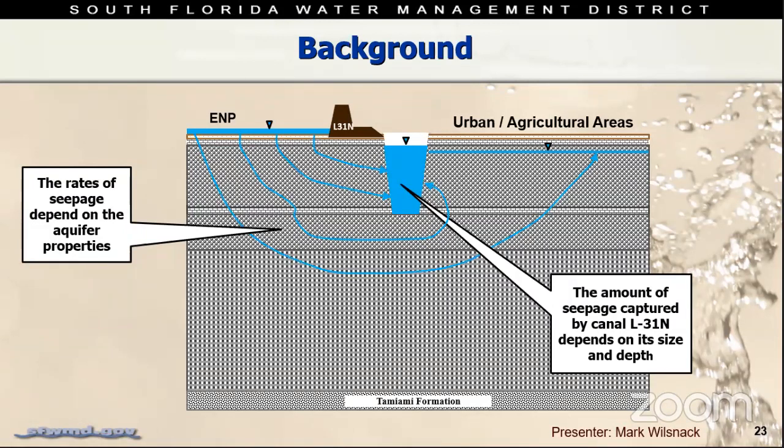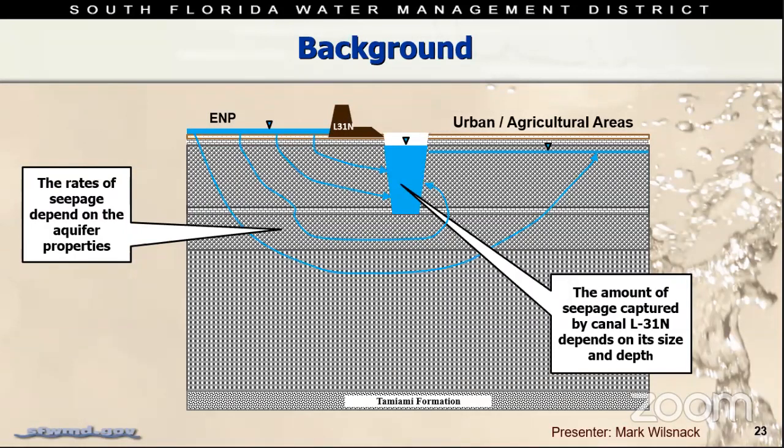What I've schematically depicted here is that surface water leaks from the Everglades National Park through some shallow restrictive layers, through the aquifer, and sometimes through some interconfining units. Some of the water gets intercepted by the L31N Borrow Canal, which is in the middle of the screen, and some of the seepage can go under the canal and continue east to the urban and agricultural areas, which in the past has presented some problems.